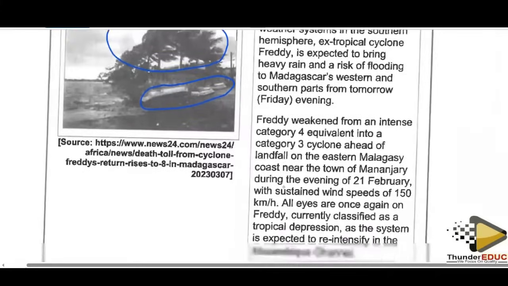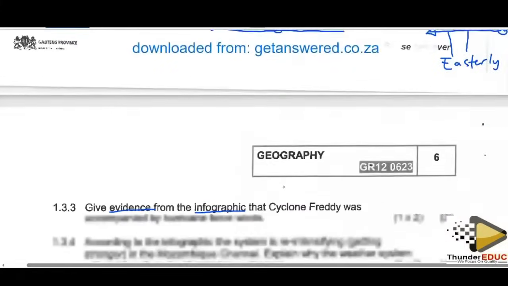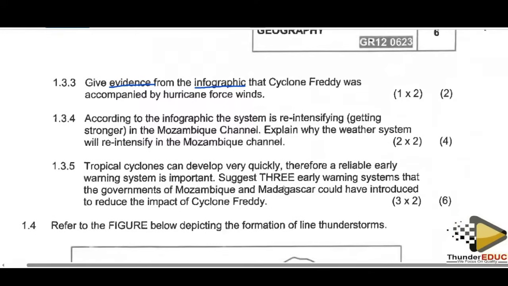So if you go back to our questions, let's give evidence from the infograph that Freddy was accompanied by hurricane force winds. So we could mention trees being blown by hurricane winds.